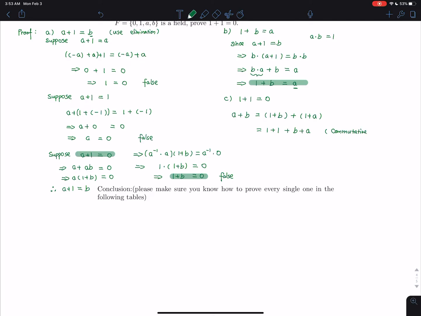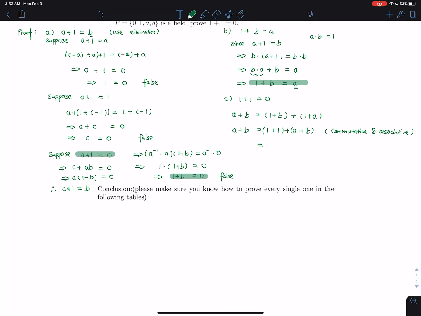Commutative. And you can use commutative again, so let's just switch them like this. Okay, probably associative as well. Now you have a plus b equals 1 plus 1 plus a plus b.